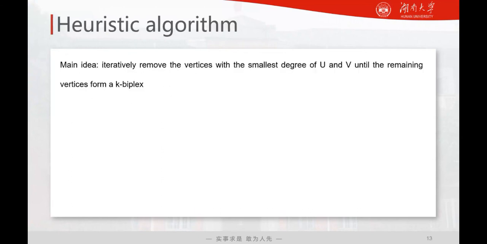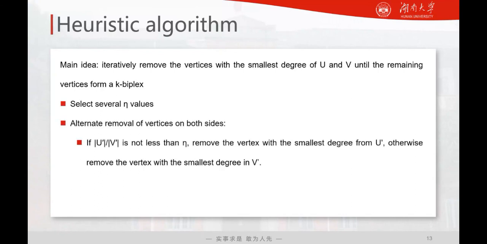In addition, we also propose a heuristic algorithm. The maximum K-biplex is obtained by a greedy strategy. It deletes the vertex with the smallest degree iteratively because the deletion order of vertices has an impact on the result. We choose a different order and then return the largest K-biplex.